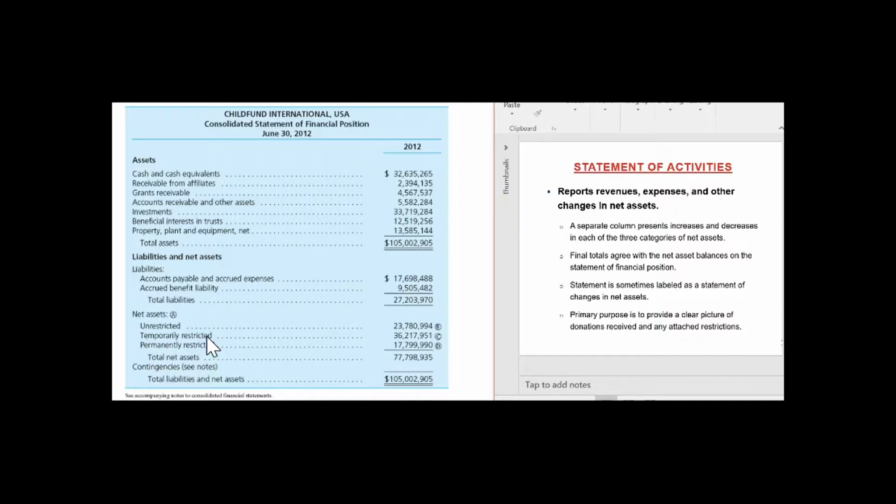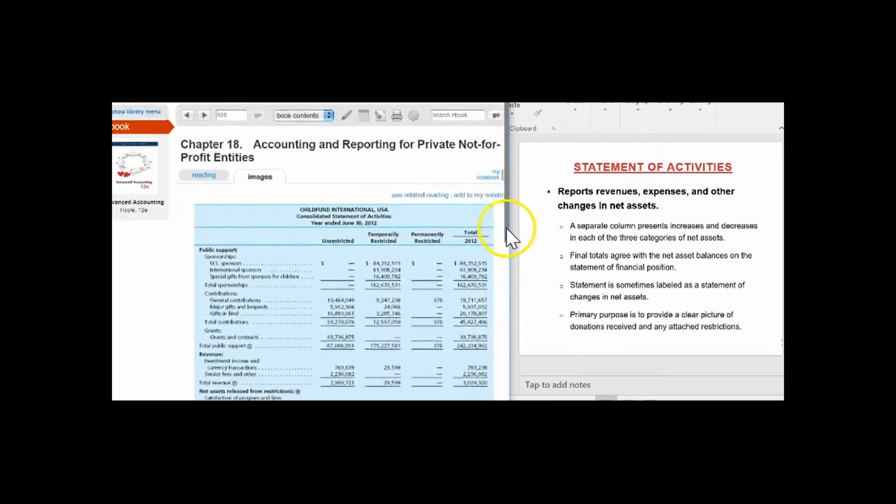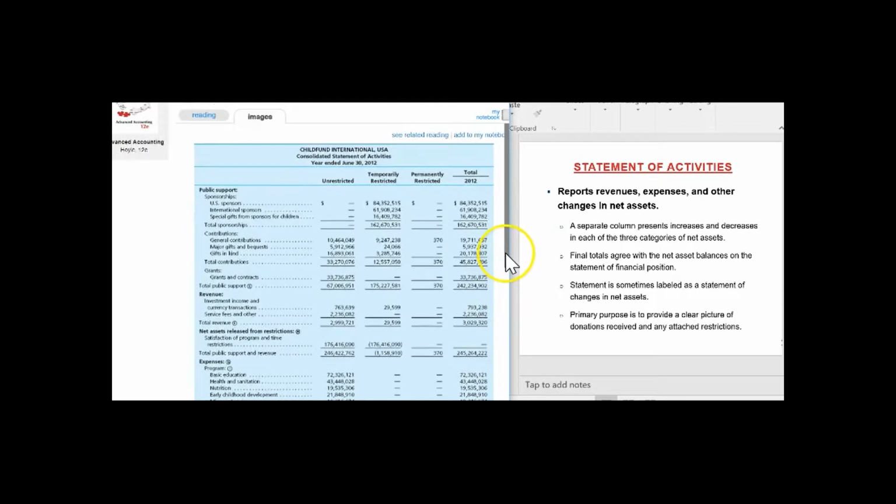So in addition to their regular revenues and expenses, they also show how these three categories of net assets change during the year. I can show you one example from your textbook, page number 822, and you will see that the statement of activities actually prepares separate columns for all those three restricted funds. Now here you can see this example from your textbook. It's their statement of activities.